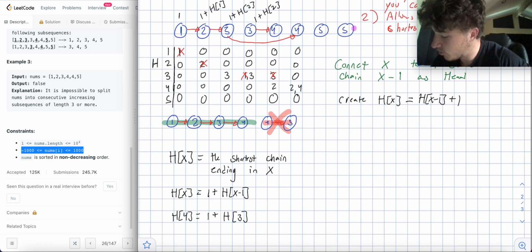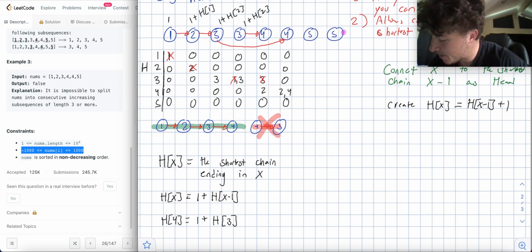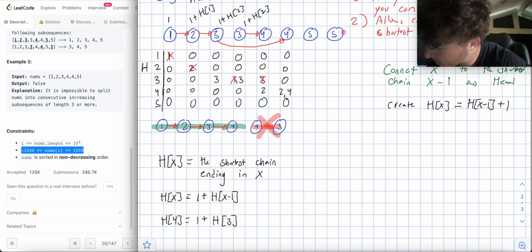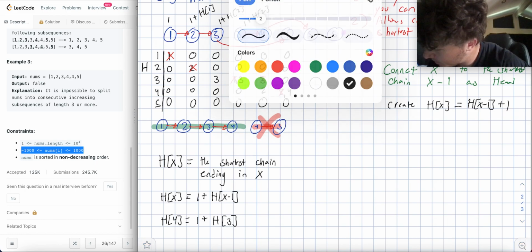All right, let's move this over. Okay, what else is going on here? So now we have 5. So 5 is going to connect to the shortest 4, which is this 4 with length 2, which corresponds to this length here. So then we're going to have 1, 2, 3. We're going to add 1 to that to make this 3, and there's still this 4 there.